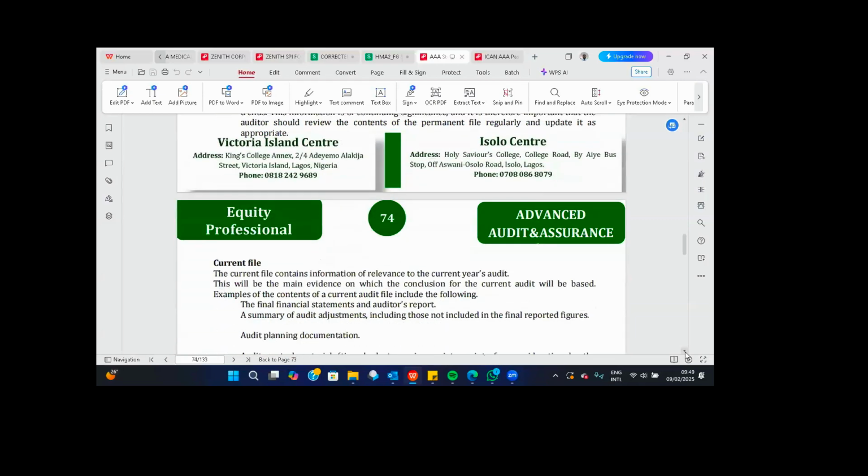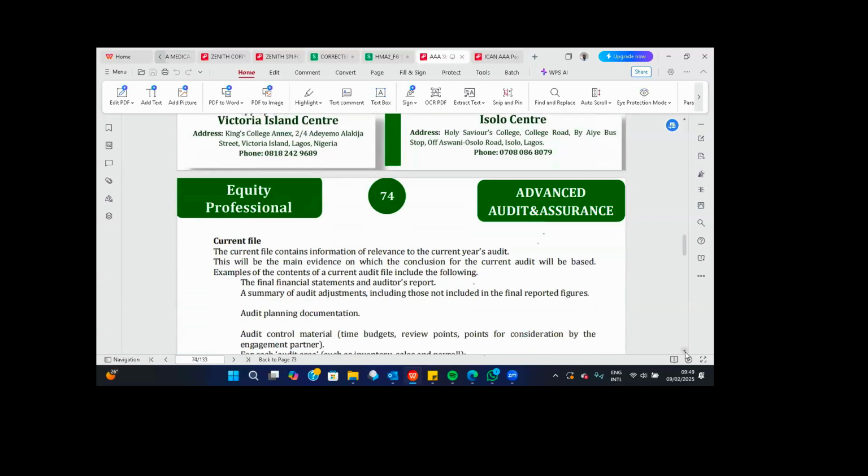That's some of the information that you have in the permanent audit file. However, the current audit file contains information that is relevant to the current year audit. Okay, some information that you have there. You have the final financial statement and auditor's report. It's contained in the current audit file.